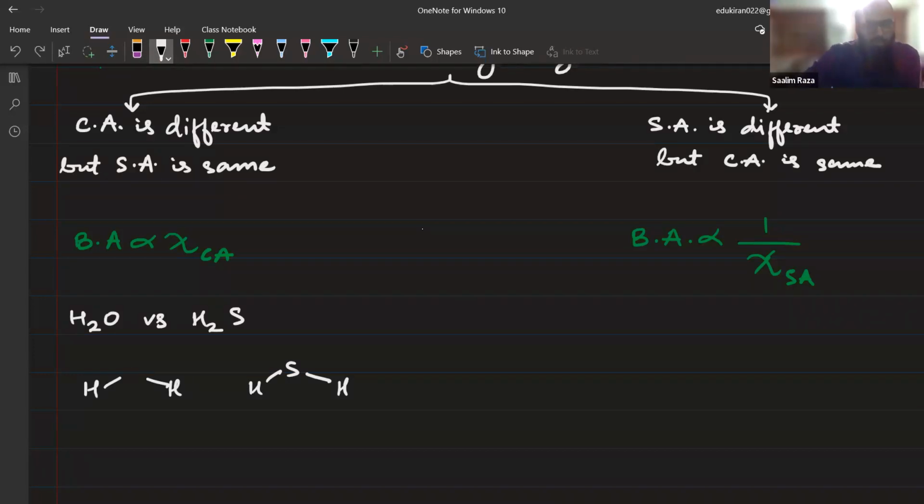Very good. So if oxygen is more electronegative, it will be pulling electron density, and the electrons will be nearer to the oxygen atom. Correct? So if the electrons are nearer to the oxygen atom, can you see the electron pairs? They are very near to the oxygen atom.